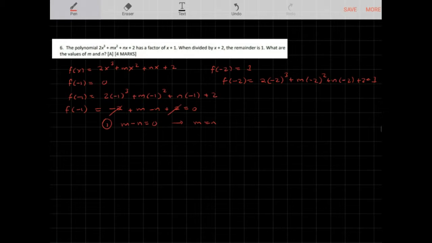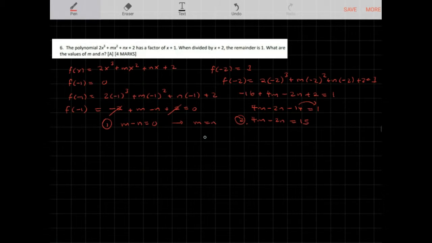Okay, and then what I want to do, if I expand this out, 2 times negative 8 is negative 16 plus 4m minus 2n plus 2 is equal to 1. And then I'm going to combine negative 16 plus 2, so 4m minus 2n minus 14 is equal to 1. I'm going to move the 14 to the other side. 4m minus 2n is equal to 15. This is equation 2.